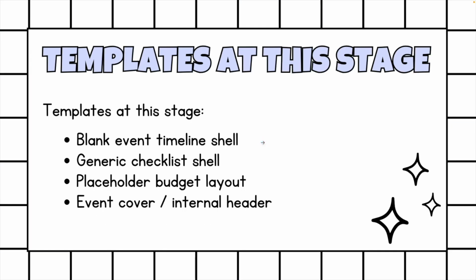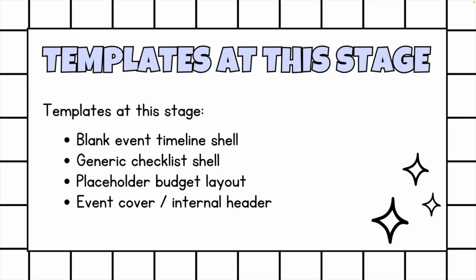Some templates you should look at are going to be a blank event timeline shell. This is going to be your foundation timeline, ready to be tailored to any event-specific needs. It's crucial to have this to ensure nothing slips through the cracks and you're keeping track of project deadlines, right? We're also going to look at a generic checklist, and if you know project management, you know how powerful the checklist is. This is really going to help organize those more specific tasks and ultimately ensure accountability for each step in the process, right?